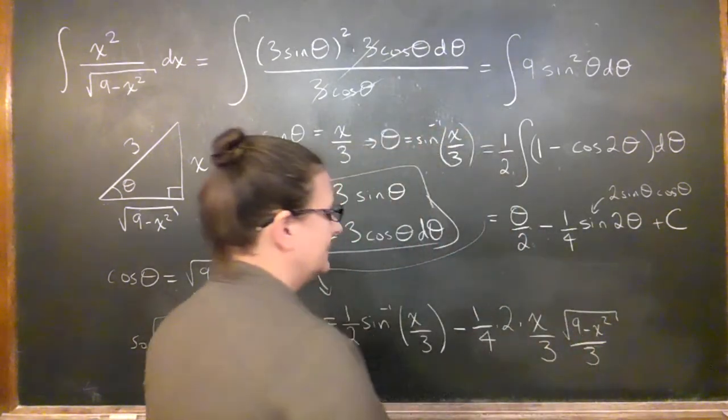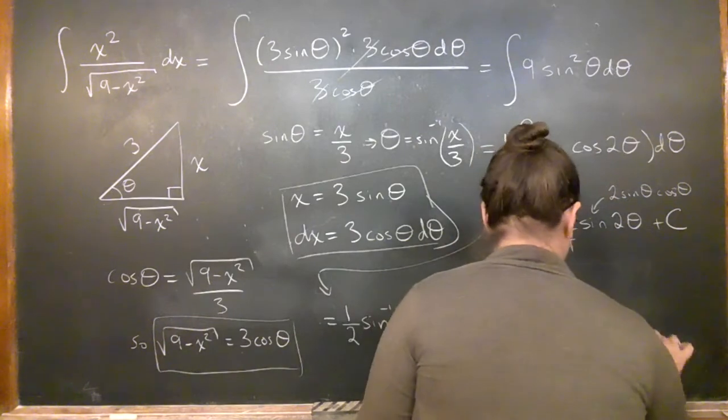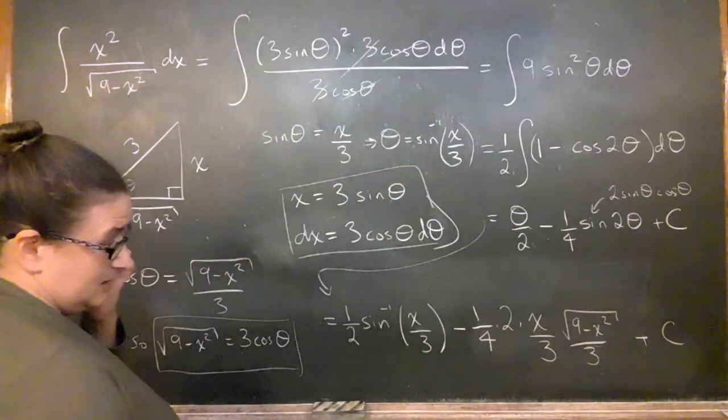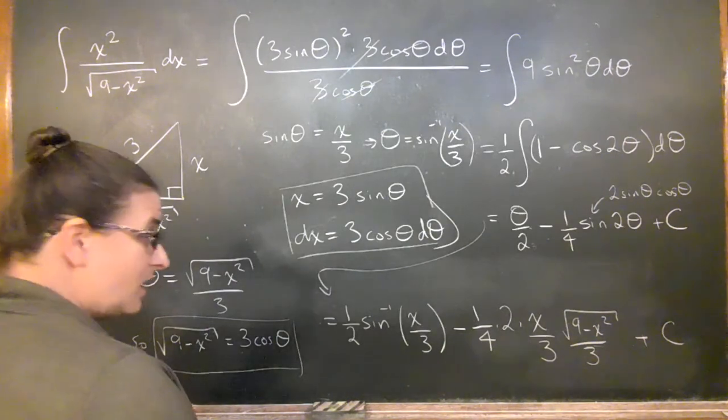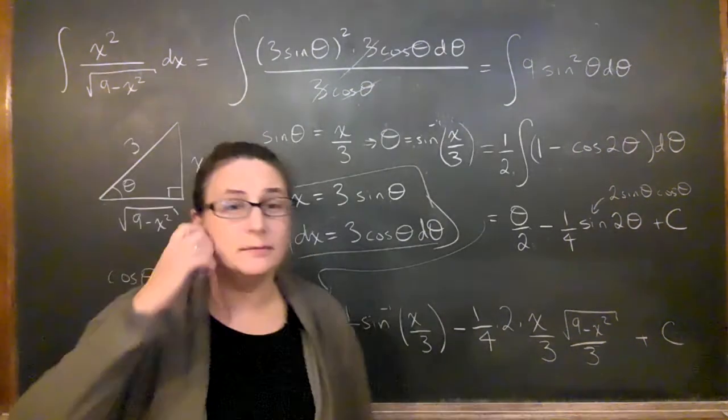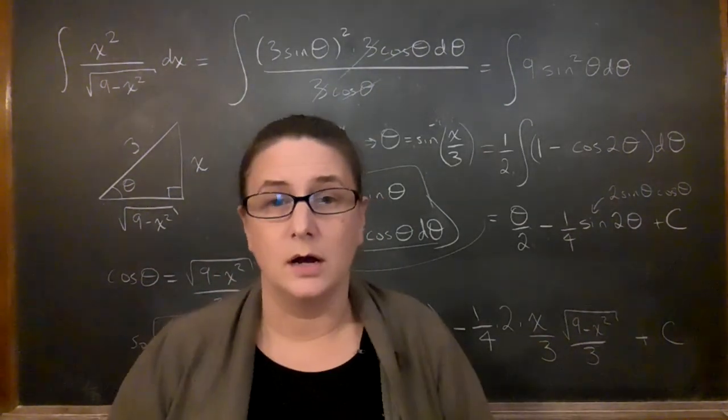Okay? I can clean that up a little bit so that my answer is a little bit nicer. I get x times the square root of 9 minus x squared over 12. But yes, essentially that's the answer there. So there we go. I'm going to do a couple more.